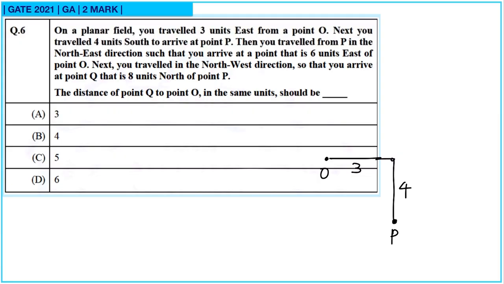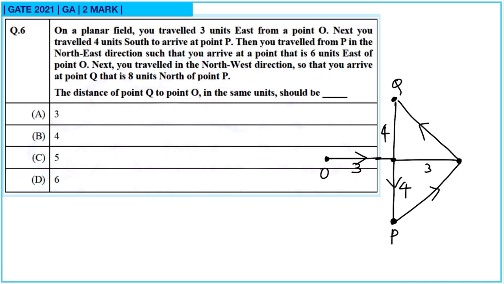Then you travel from point P in the northeast direction such that you arrive at a point that is 6 units east of point O. So from O, it should be 6 units on this side. So 3 more. So this is the point. So this is the first path, and then this is the third path. Next, you travel in the northwest direction so that you arrive at a point Q that is 8 units north of point P. So this is point P, and on its north side 8 units, so 4 and 4 here. So this will be that point Q.